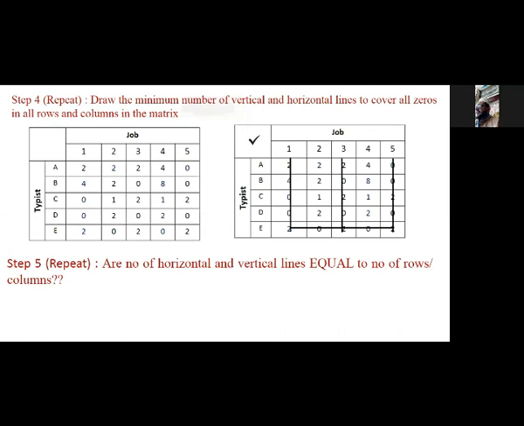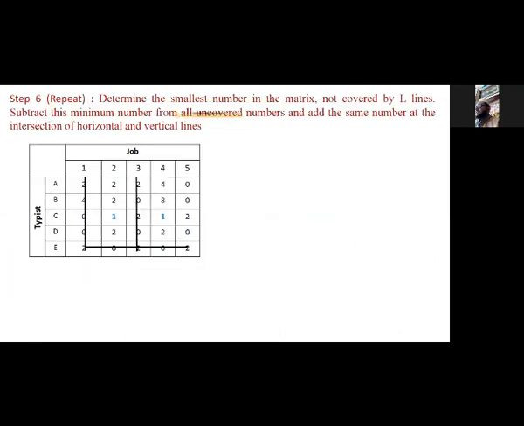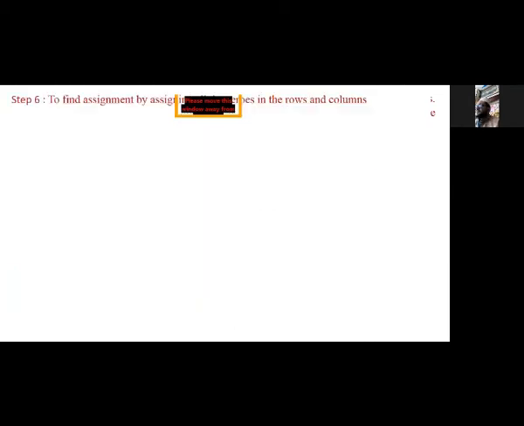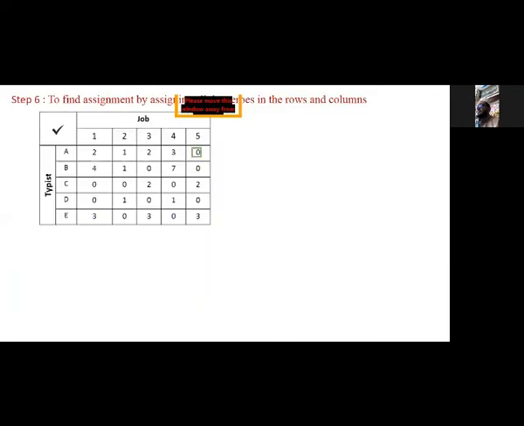So in the third iteration I will again do the same thing, and then check. So I am getting 5 lines. So now I can proceed to the assignment. In the first row there is only one 0, so I will assign it and cancel all the other zeros. Then in the second row, there is only one 0, in D, so I will assign it. Then this 0 will get cancelled.